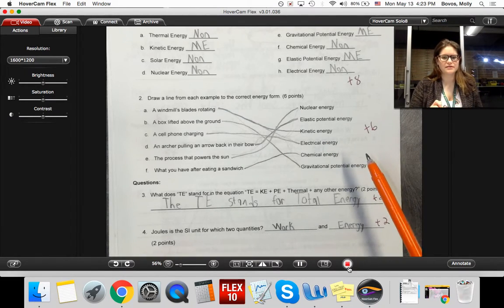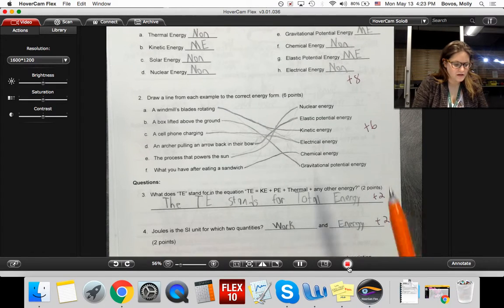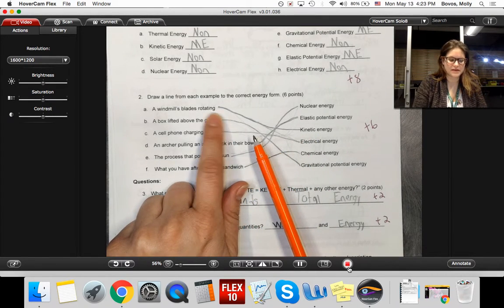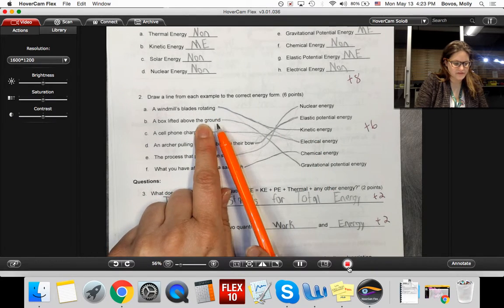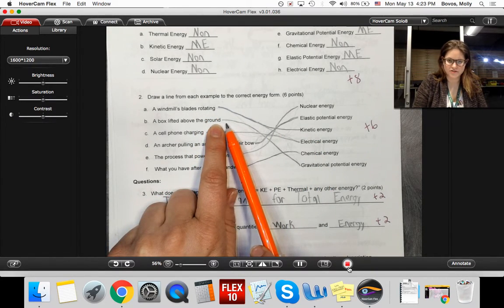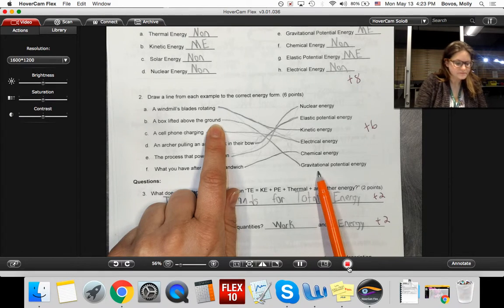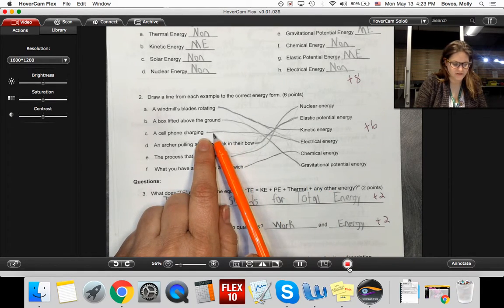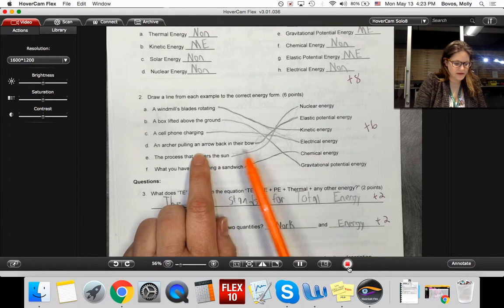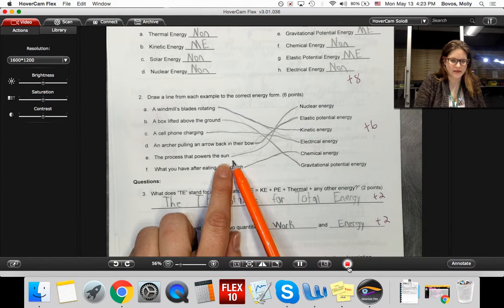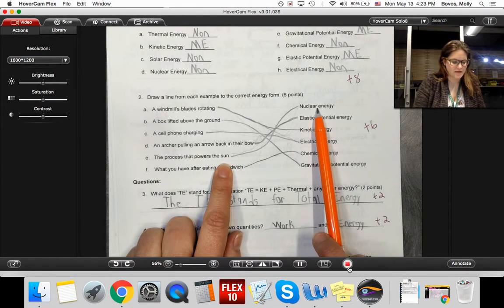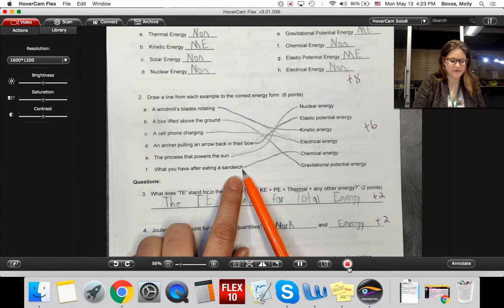Then we've got the matching section. Windmill blades, that is something in motion, so that is going to be kinetic energy. A box being lifted off the ground, that is going to be gravitational potential energy. Cell phone charging, electrical. Pulling an arrow back, that is going to be elastic potential energy. And then the process that powers the sun, that is nuclear energy. And finally, what you have after eating a sandwich is chemical energy.